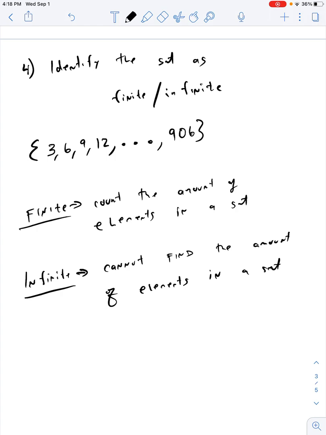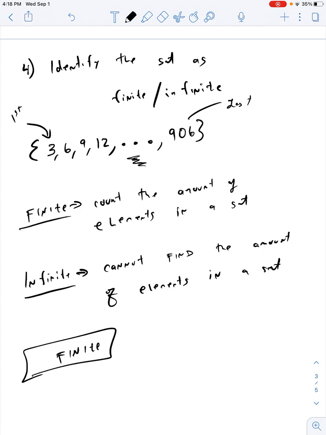Well, we can, because it has a starting and it has an ending, right? This is the first number. This is the last one. If we wanted to, we could do some work and find those, okay? And then once we find them, we can count how many we have in total, right? So this is an example of a finite set, all right? Because we can find the number of elements.